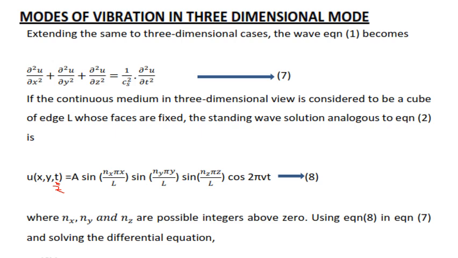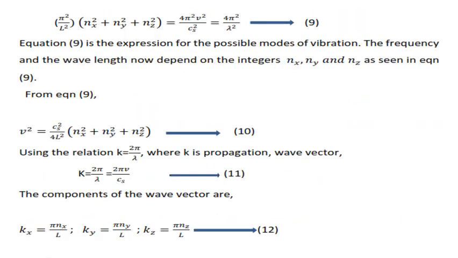Now, using this equation 8 in equation 7, it will become a second order differential equation, and when you solve this equation, you will get (pi by l) square into (nx square plus ny square plus nz square) equal to 4 pi square nu square divided by cs square. When you solve these things, you will get 4 pi square by lambda square. This equation 9 gives the possible modes of vibration in a three-dimensional mode.